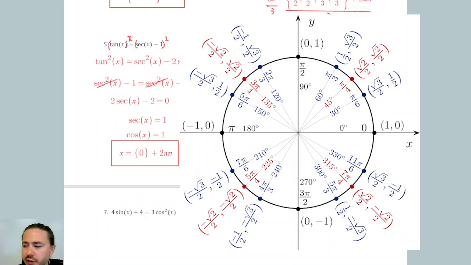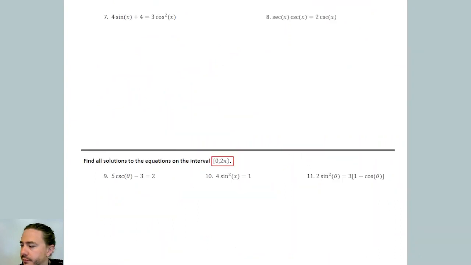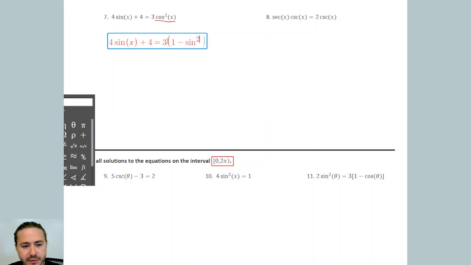Okay, let's take a look at number 7. For number 7, it looks like we've got another Pythagorean identity substitution we got to make. In this case, we're going to rewrite cosine squared in terms of sine. So let's go ahead and do that. We've got 4 sine of x plus 4 equals 3 times what we're going to replace cosine squared with, which is 1 minus sine squared x.